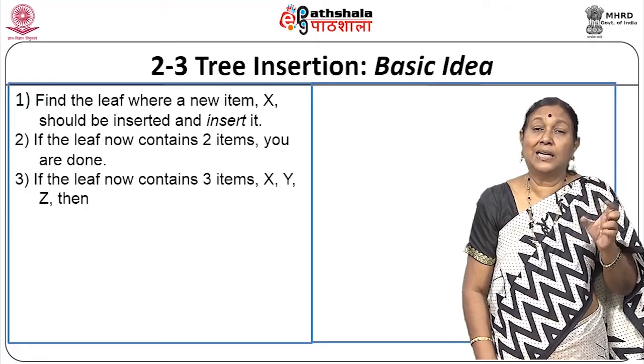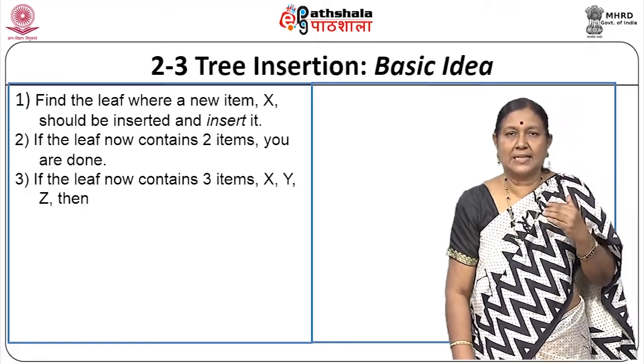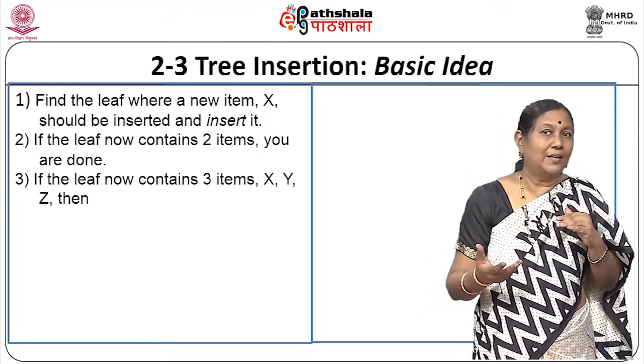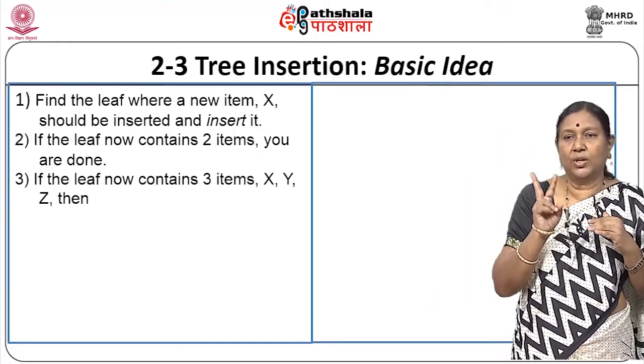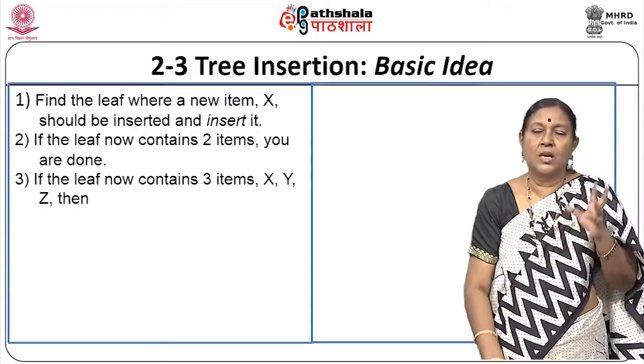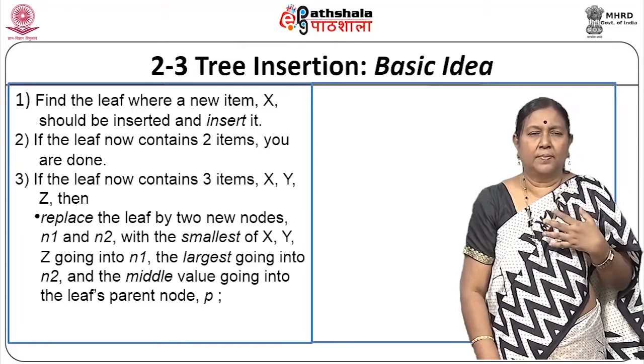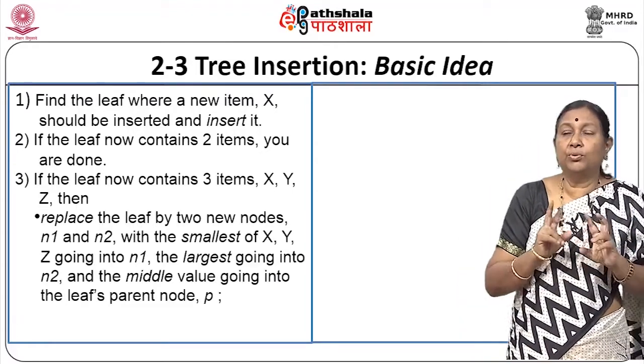If the leaf now contains 3 items, let us say x, y and z, then you are violating the 2-3 property, because each node can contain only 2 values, and here you have got 3 values. So, you have to do some operations. Replace the leaf by 2 new nodes.